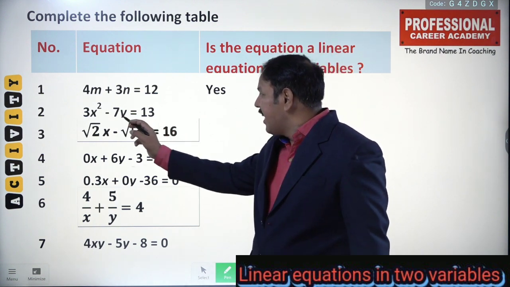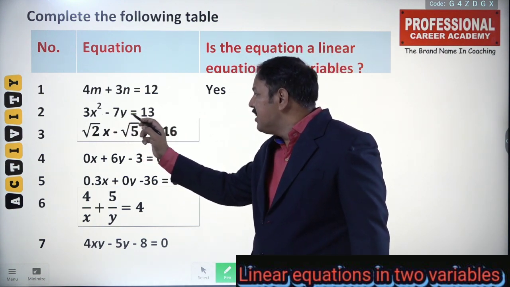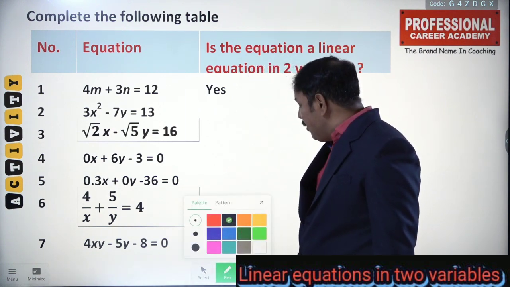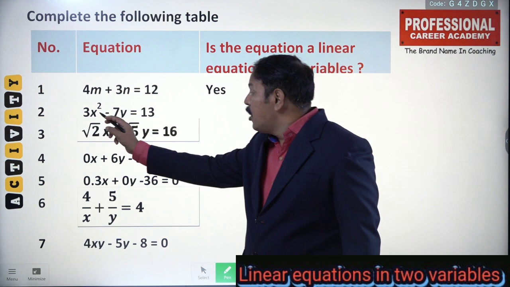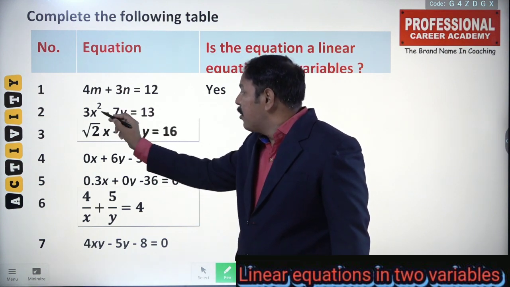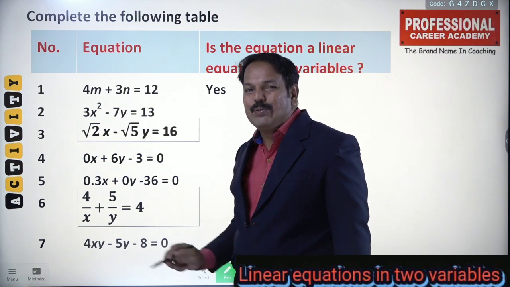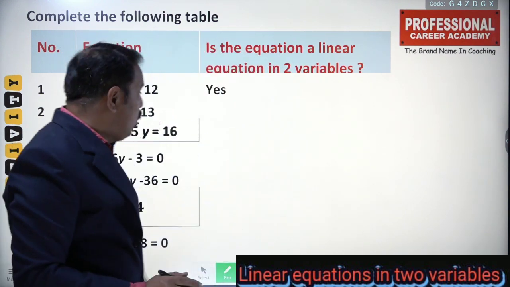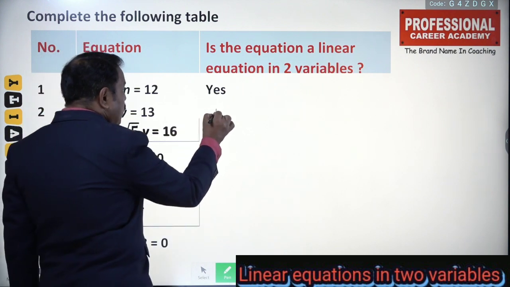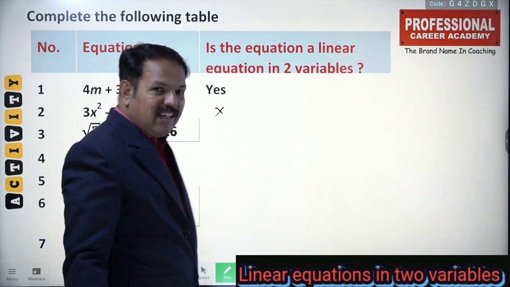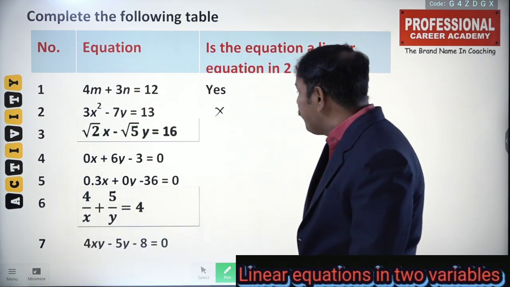No doubt. Now look at this second equation: 3x square minus 7y equal to 13. Now let us say there are also two variables, x and y. Here power is not given, means 1. But what about this? Here power is 2. So power is 2 means, whether it is a linear equation or not? No. So what is your answer? Your answer should be no. Right? No, it is not a linear equation.